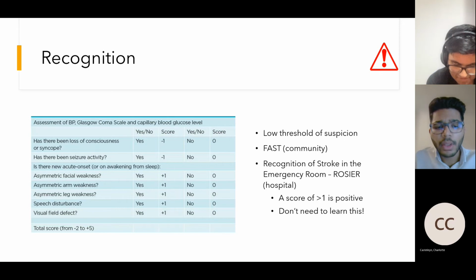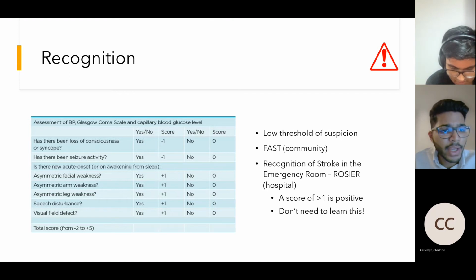But in hospital, what NICE says is that you should use this score called ROSIER, recognition of stroke in the emergency room. You don't need to learn this score. I've just put it up here for interest, so you can see what kinds of things might make you think that somebody's having a stroke. Again, a score of over 1 is positive if they have any of these things: asymmetrical facial weakness, arm weakness, leg weakness, speech disturbances, or visual field defects.